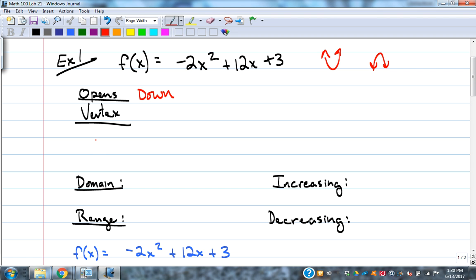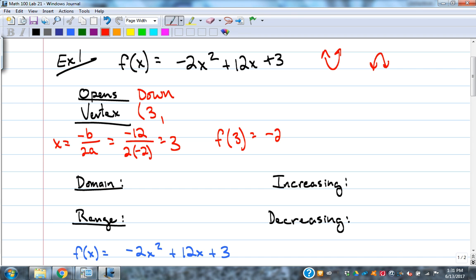And then the vertex we find by using the formulas that we did in lab 20, where x equals -b divided by 2a. So in this case, it'd be -12 by 2 times -2. So the x value of the vertex is going to be -12 divided by -4, which is 3. And then to find the y value of that, we're just going to plug in 3 for x into the problem.